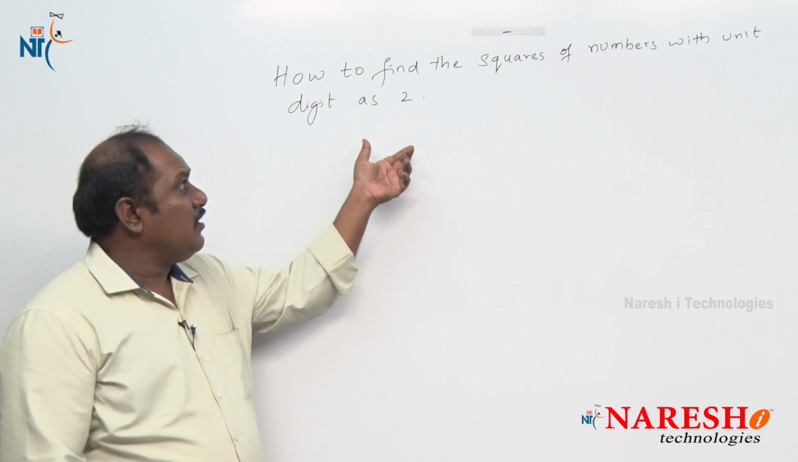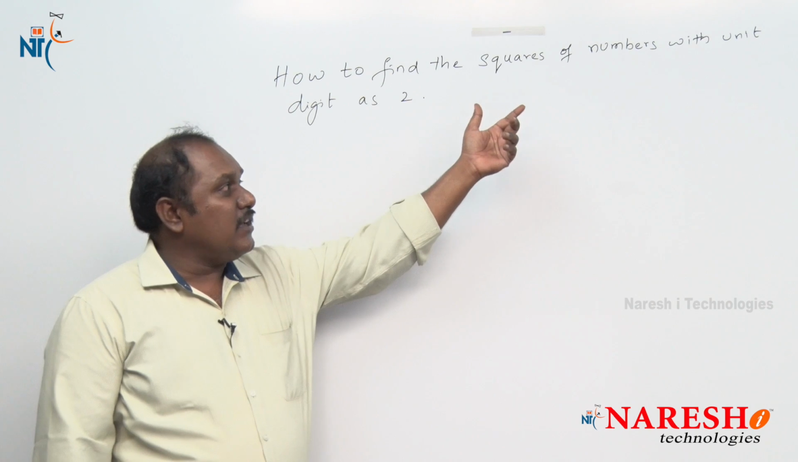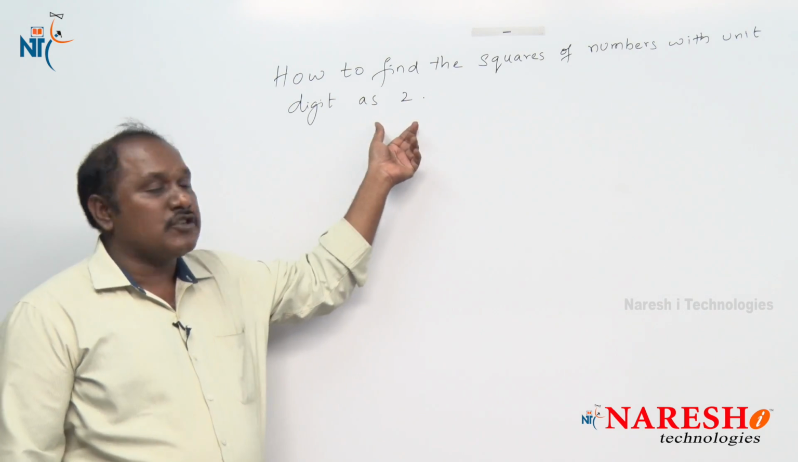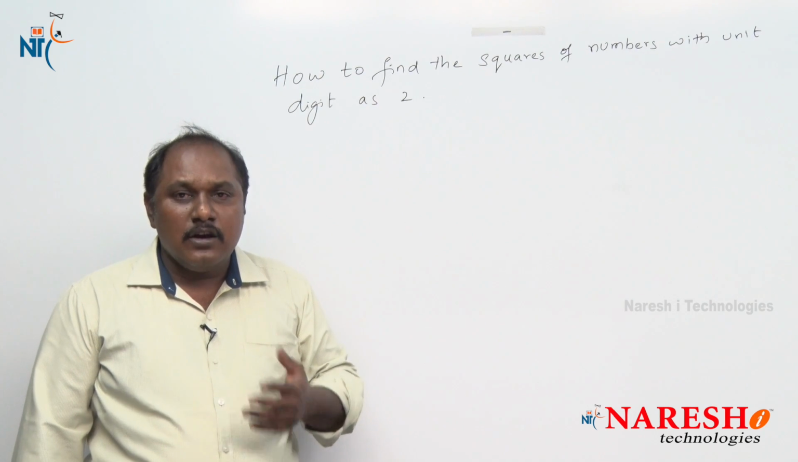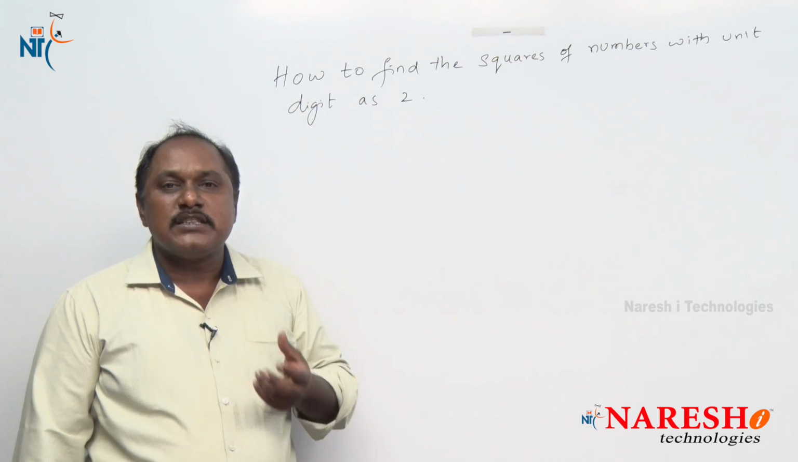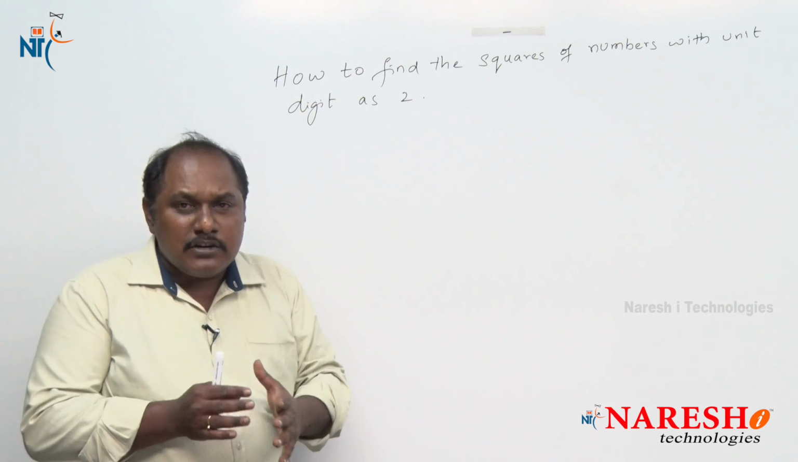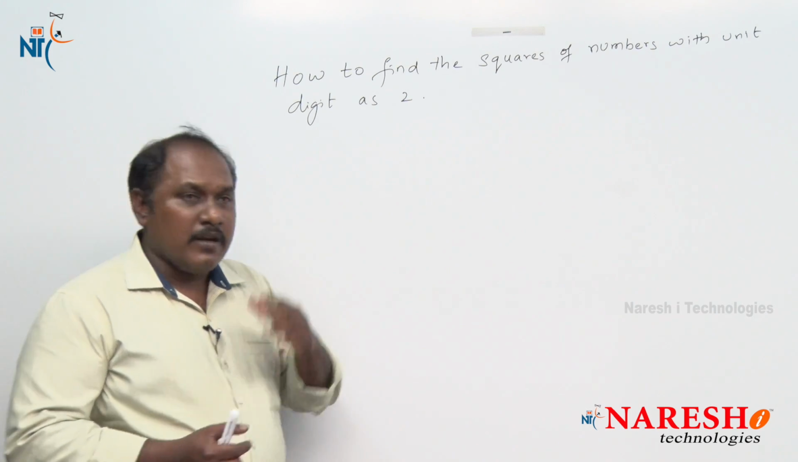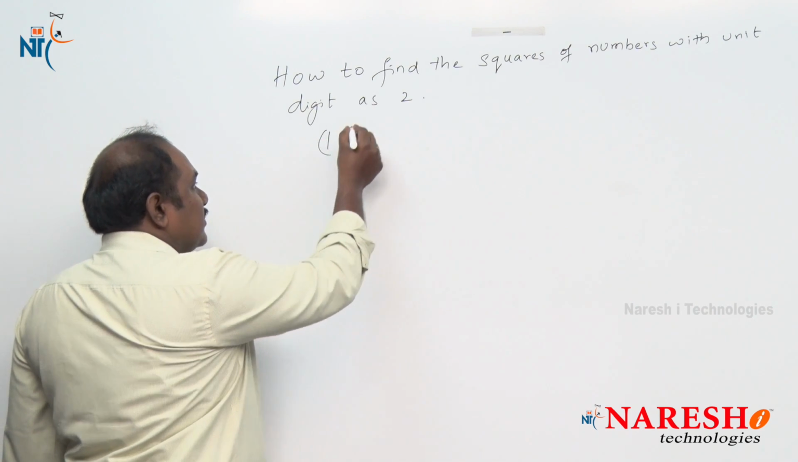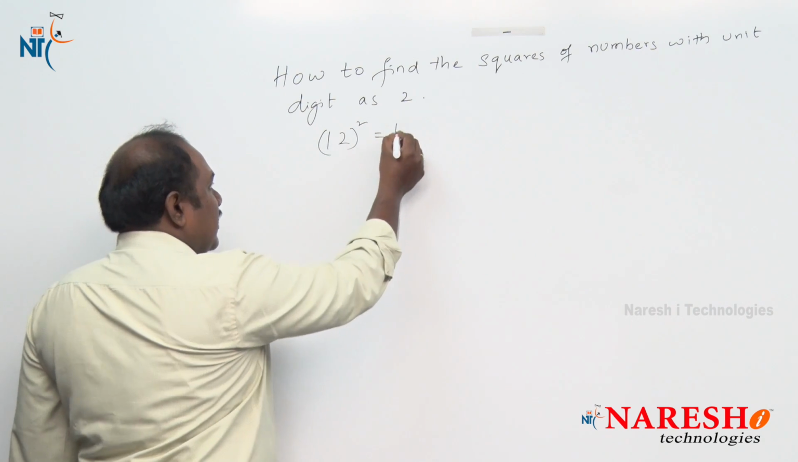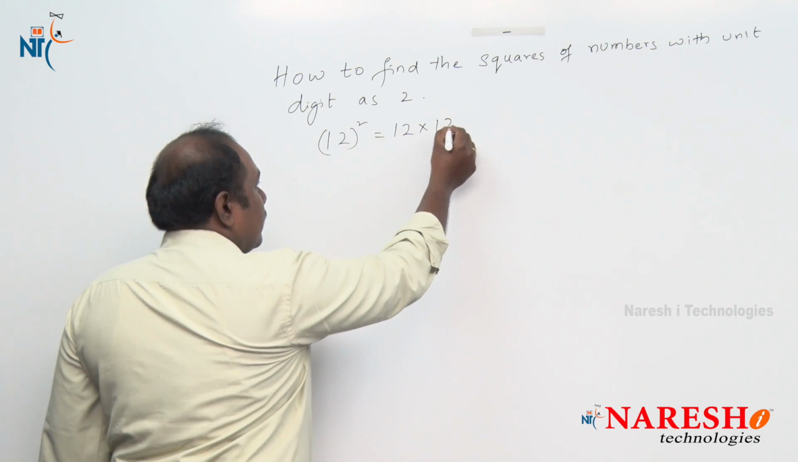Now let us learn how to find the squares of numbers with unit digit as 2. Previously we have learned how to multiply two numbers with unit digit as 2. The same logic we can apply here. Let's take a small example. I want to find out 12 square, which is nothing but 12 into 12.